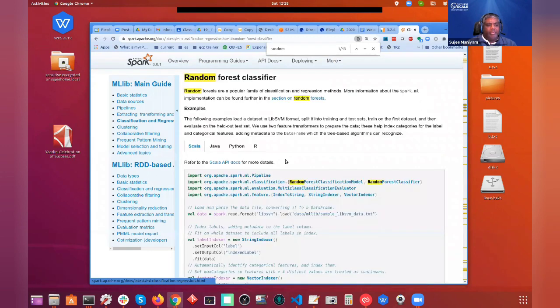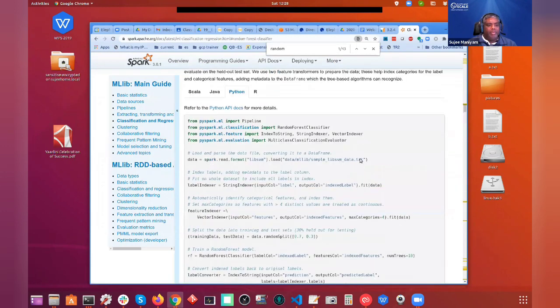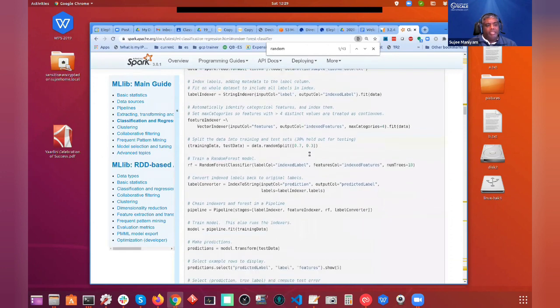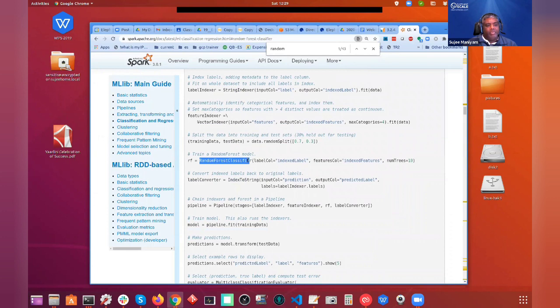There you go, let's go to the classifier right here. Look at the Python code. From pyspark.ml.classification, import RandomForestClassifier. Basically, that's it: initialize the random forest classifier, and then .fit. Don't worry about the pipeline. The pipeline is for when you're doing multi-stage processing, but here you just call random forest .fit. That's it. So the API is pretty similar.